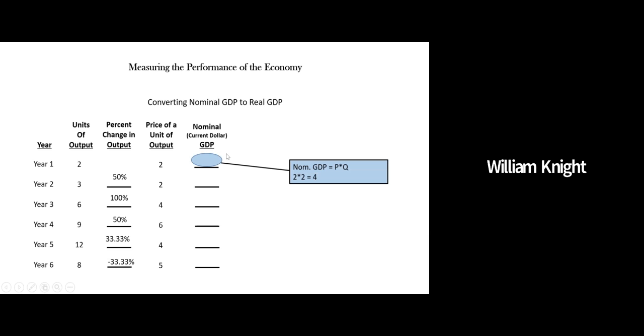Now that we have the price at which these products are sold, we can compute the nominal or current dollar GDP. Now, the nominal or current dollar GDP is simply the units of output multiplied by their price. In this case, 2 times 2 is 4. In this case, 3 times 2, 6. 6 times 4 is 24, etc.